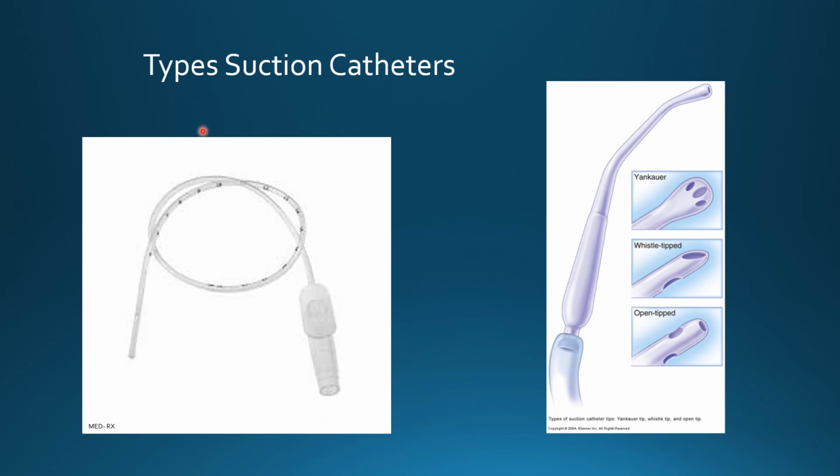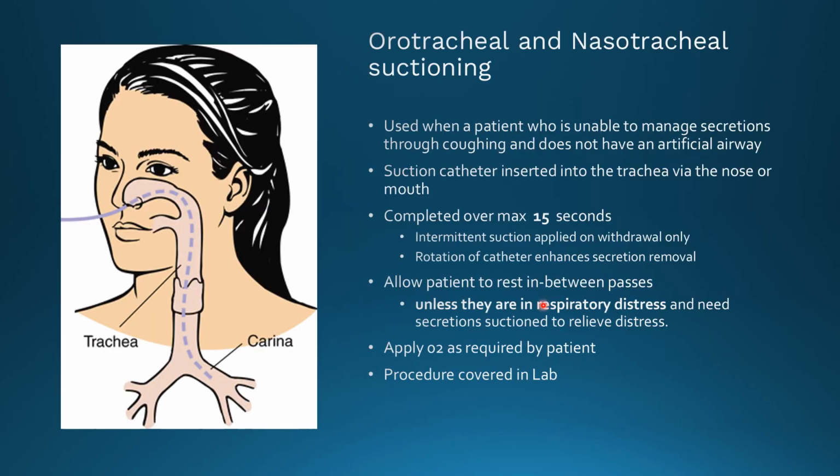Next, we have a thumb-controlled suction or a deep suction. So this is where a long, thin, pliable tube is inserted through the trachea and down to the bronchi. We can perform suctioning through orotracheal or nasotracheal. Typically, nasotracheal is preferred as it does decrease the gag response.